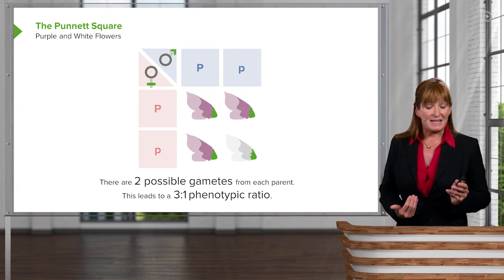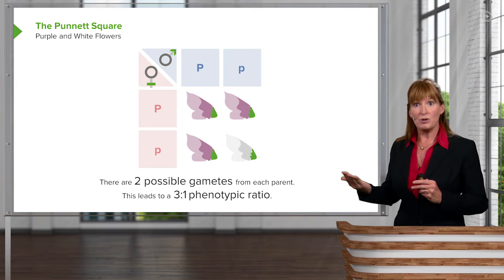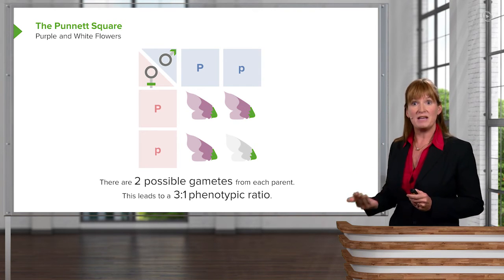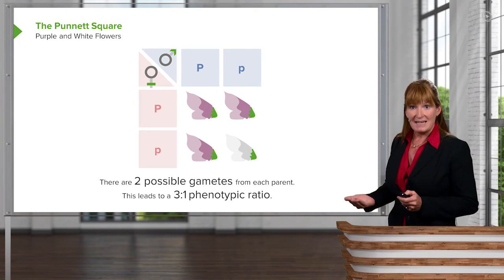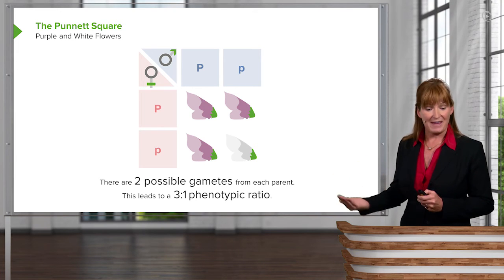So when we look at these, we then see the phenotypic ratio of 3 purple to 1 white. And so Punnett's squares, Punnett's means of predicting the outcomes, really exhibited Mendel's mathematics in terms of gametes.